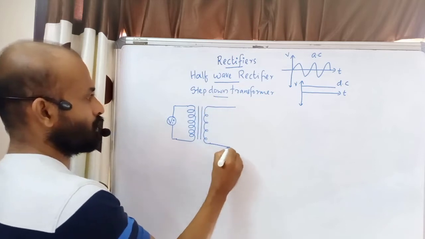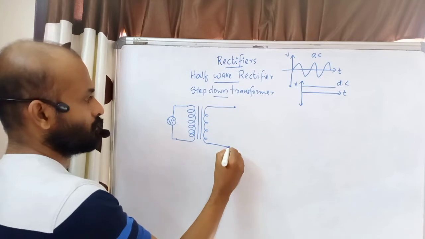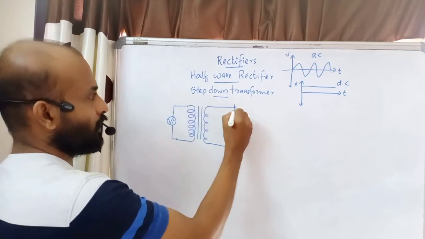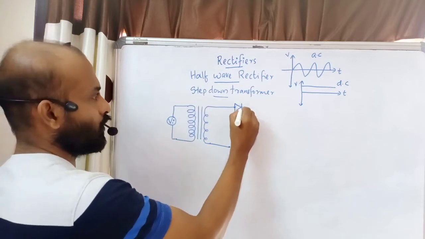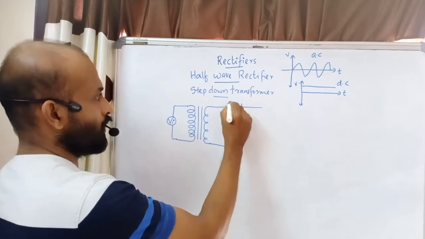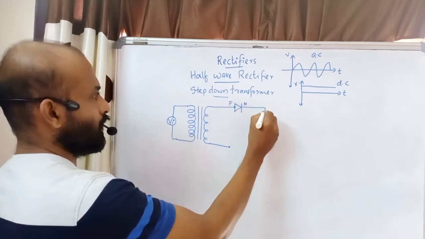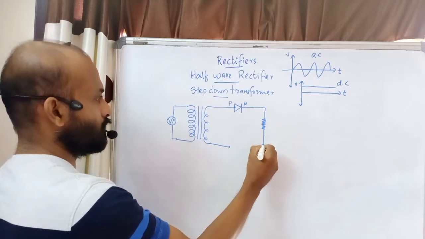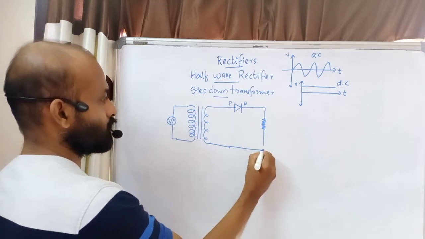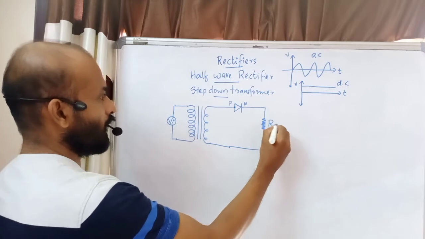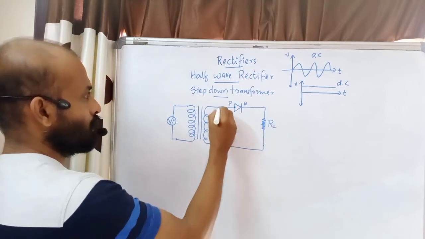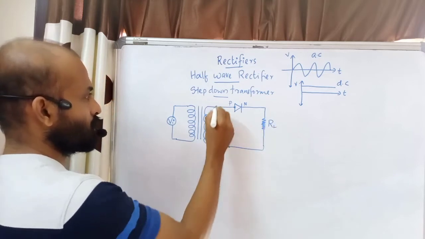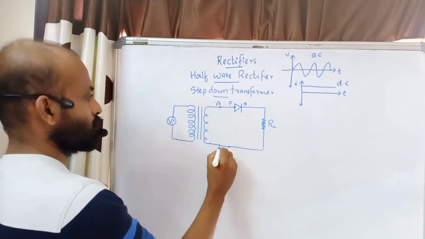Now these are the two terminals of the transformer. Here we will connect a diode. This is a diode, a PN junction diode. Then we have a resistor. This is a load resistor and it is connected to this point. I can mark it as RL. So at the terminals I will mark these two terminals. This is terminal A and this is terminal B.